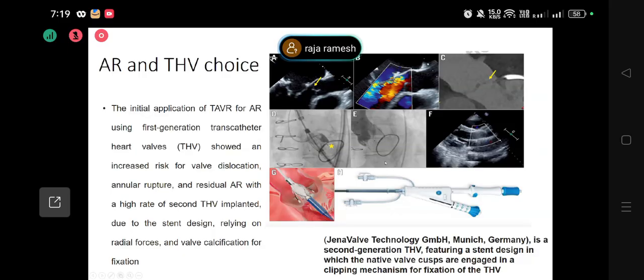So this is a newer generation valve called the GINA valve, which holds the aortic root not only at the annulus but also at the level of the leaflets. It captures the leaflets. So this is an ideal valve for aortic regurgitation. It is still under development. Hopefully in the next 1 or 2 years it may come to India.